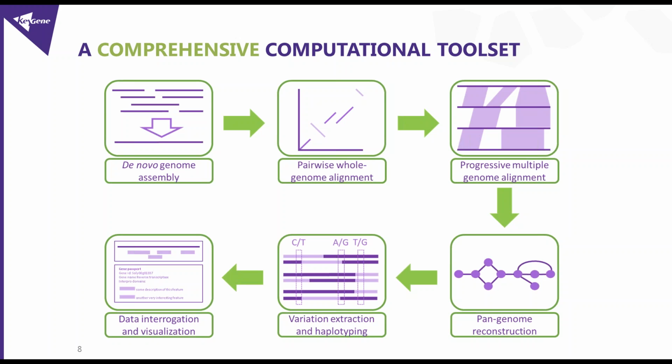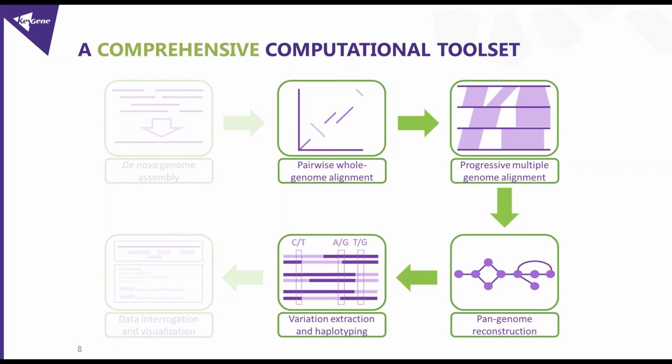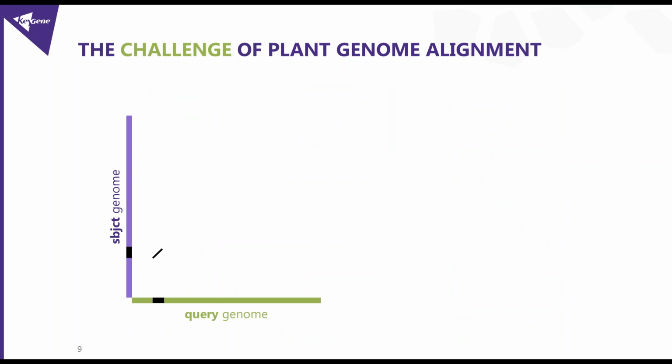Now, in order to achieve this, we need a comprehensive computational toolset, starting from de novo genome assembly and ending all the way at interrogating and visualizing the data that we get from these genomes. In my talk today, I want to focus on the right-hand side of this picture. So starting from pairwise whole genome alignment and then building a pan-genome out of these multiple genome alignments.